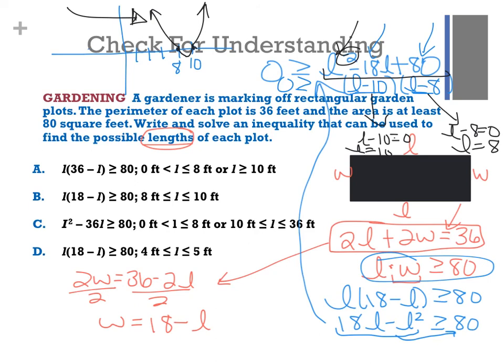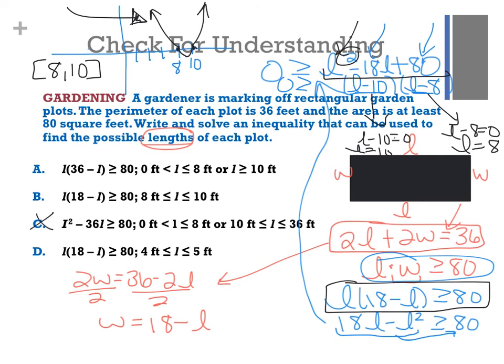And what we're looking for here ultimately, though, is our inequality, and then our solutions. And our solutions are from 8 to 10, any length from 8 to 10, including 8 and including 10. And then our inequality, again, was L times 18 minus L is greater than or equal to 80. So if you're looking at the choices here, L times 18 minus L is greater than or equal to 80.